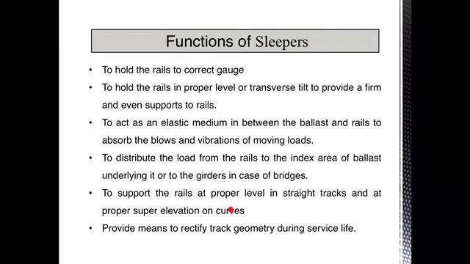This can be maintained with the help of the ballast provided below, by varying the thickness of the ballast layer. With the help of that you can maintain the super elevation at the curve. And the last function is that it is provided in such a way that you can rectify the track geometry during the service life. So these are some of the functions to be served by the railway sleepers.